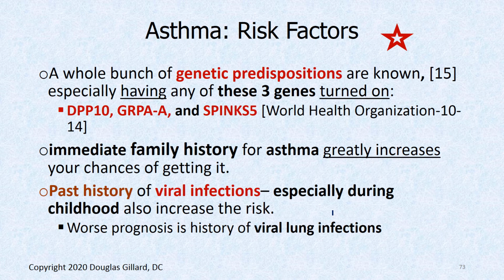A whole bunch of genetic predispositions are known. There are genes. I cut a bunch of stuff out. We don't need to get into the genes on this. The SPINK5 gene is particularly prevalent. I think they test for that now, 23andMe or whatever those tests are. DPP10, GRAPPA-A, those are common gene mutations associated with asthma. Again, immediate family history for asthma greatly increases your chance. Having viral infections, having viral pneumonia when you're a kid, seems to increase the chances as well.